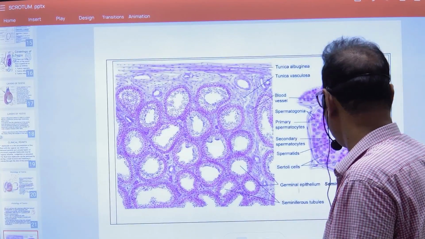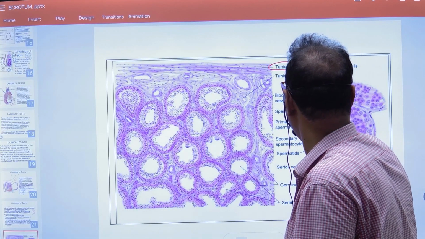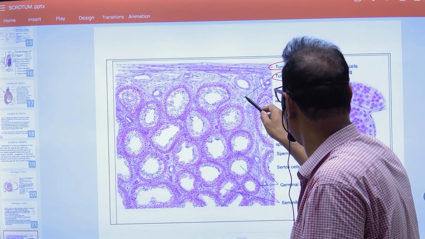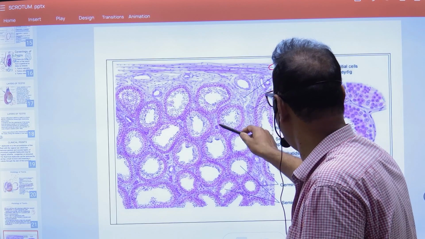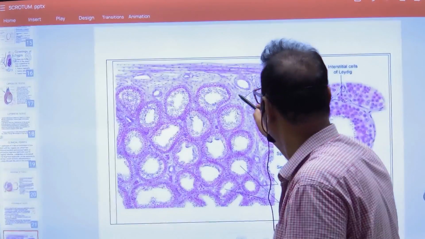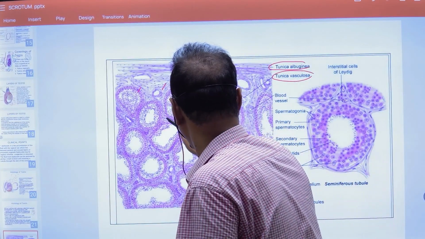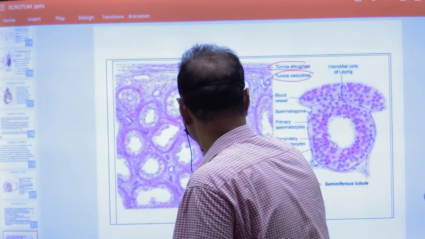See the picture over here. This is the tunica albuginea. This is the tunica vasculosa, it is underlying. Outside all the lobules you can see the vasculosa everywhere. See the vasculosa over here, this is all vasculosa.